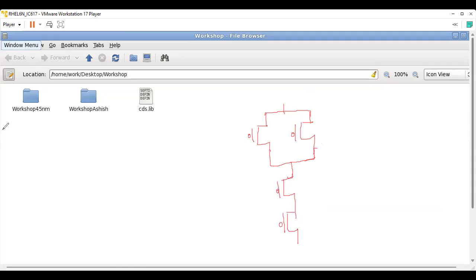Sorry. There you have output. This is VDD. This is ground. There you have A, B, A, B. 0 0, 0 1, 1 0, 1 1. These are the 4 inputs.